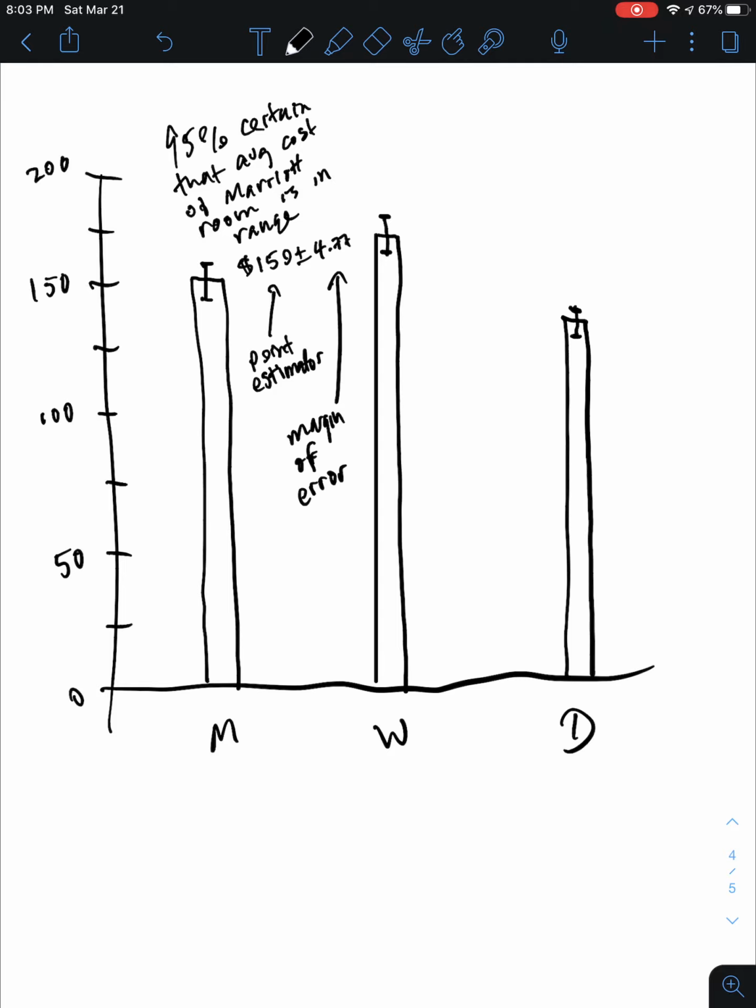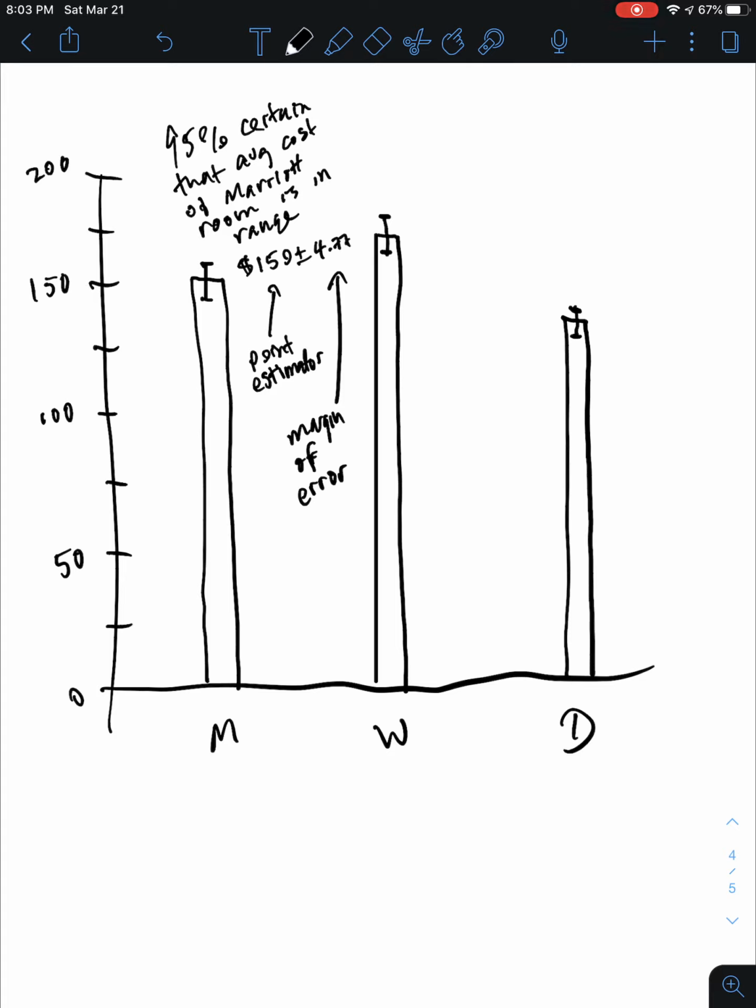All right, so that's how we can graphically represent the results of our investigation using these kind of whiskers or uncertainty bars, sometimes they're called. There's different names for them.